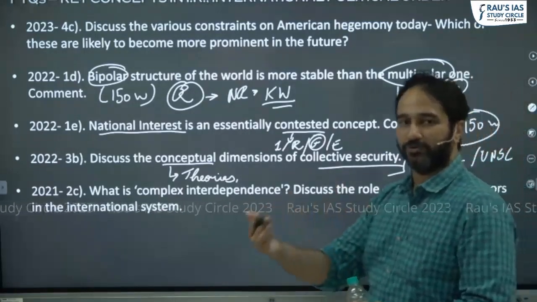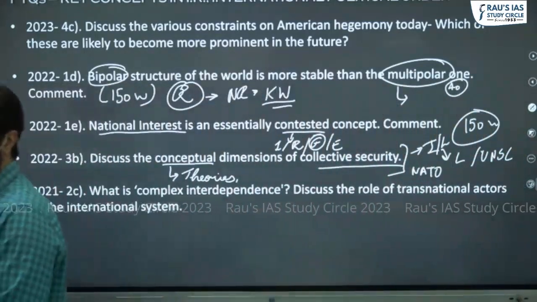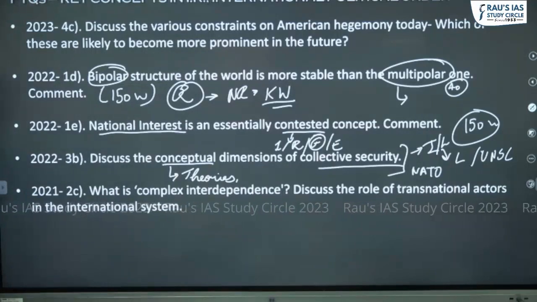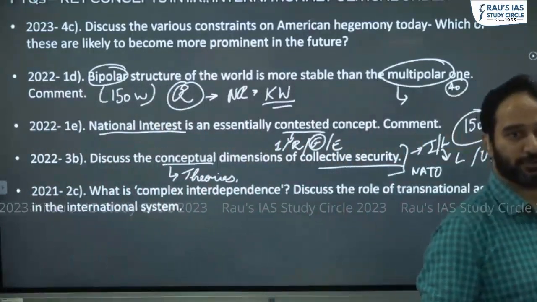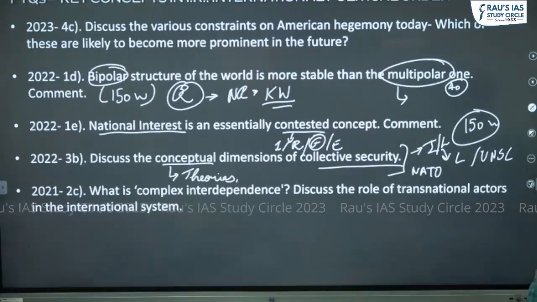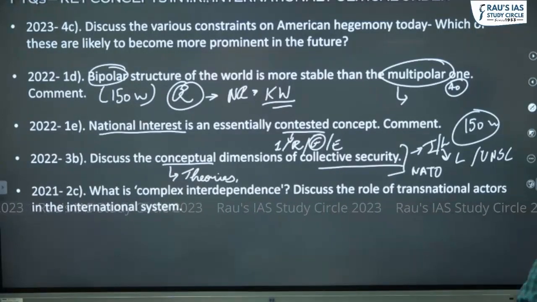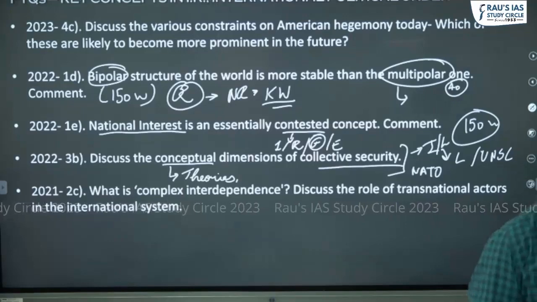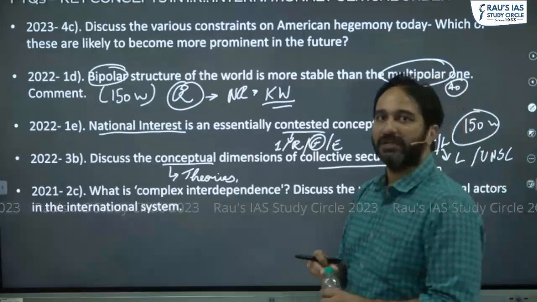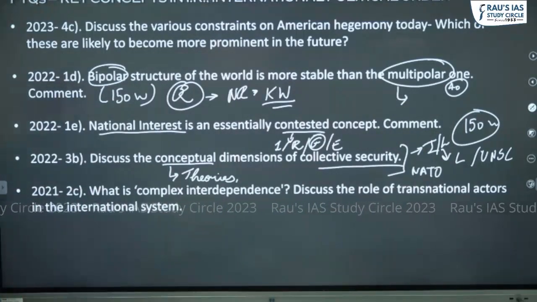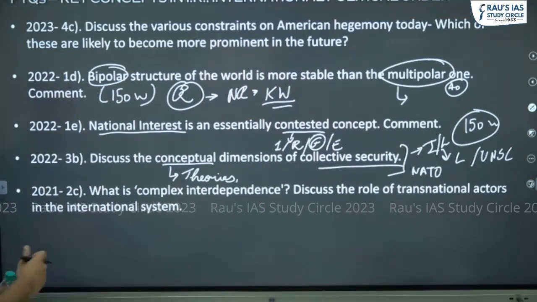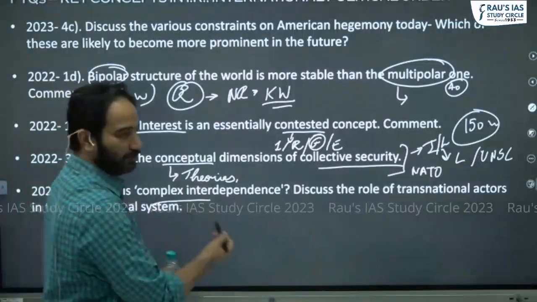You can talk about the motive behind the idealist versus the realist argument in terms of collective security. What was the critique of NATO in relation to the UN Security Council? It was the critique of the realist argument by the liberal internationalists. It didn't actively promote peace. And what is complex interdependence, that you already are aware of.